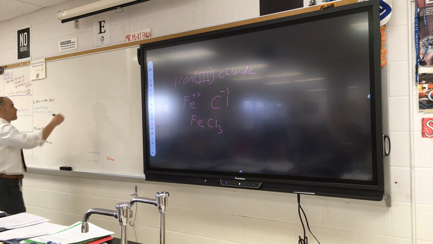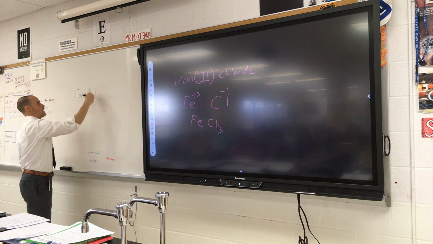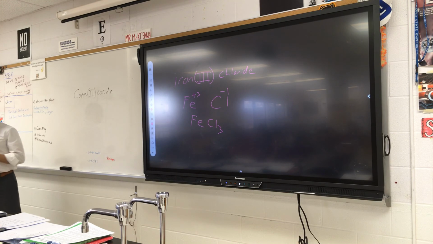Here's another example. Let's do copper 2 oxide, and then we'll stop with this. Copper 2 oxide.